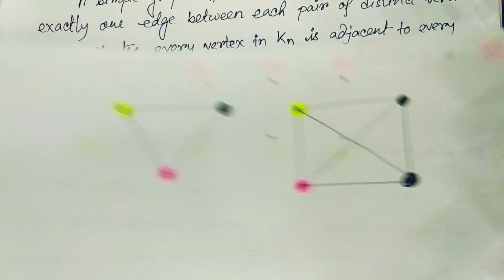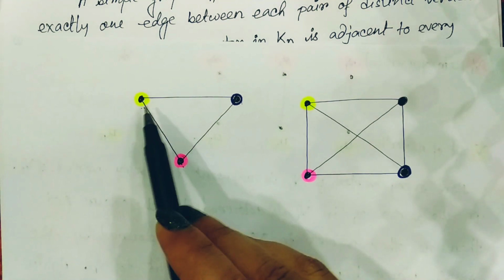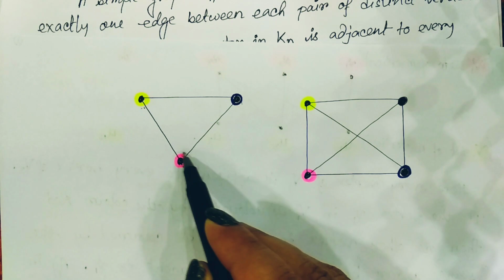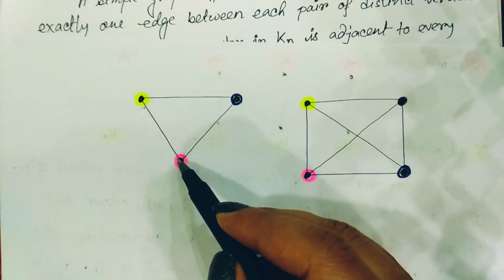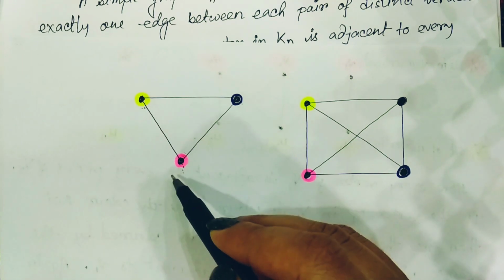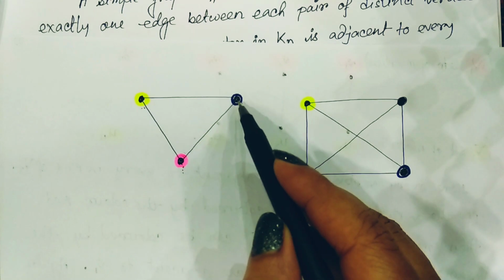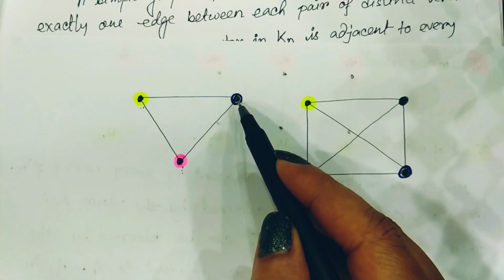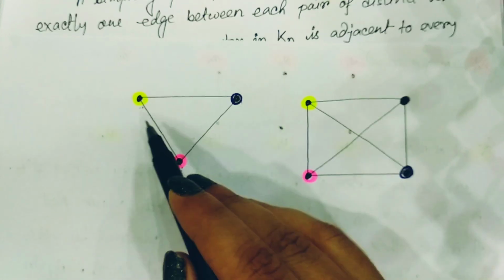If we consider one example, let this one be a complete graph. Here in the first graph, suppose this vertex is colored pink or red, you can see. Now all the vertices are adjacent to this one, so the adjacent vertices should have different colors. Now suppose this one is blue. For this one, again, its adjacent vertices should all have different colors.